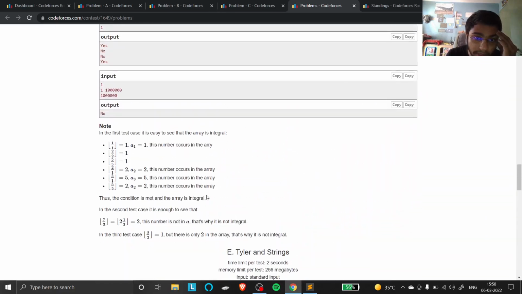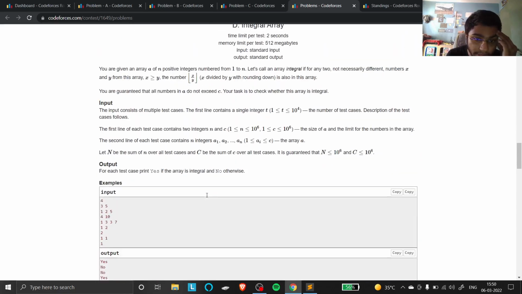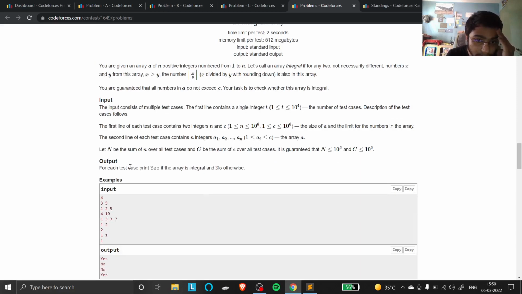Today's contest is a little bit different from the previous one. The first line of the test contains an integer, the size.